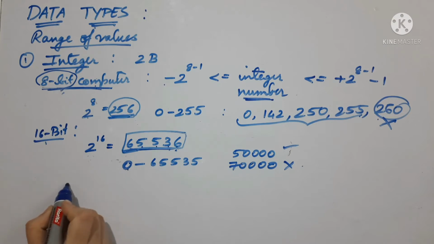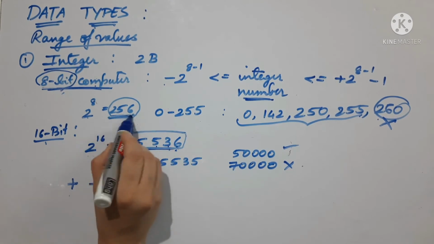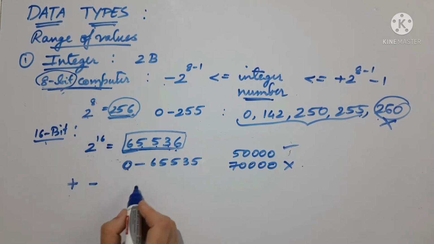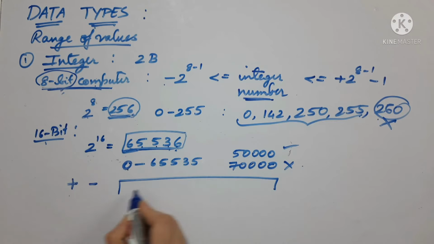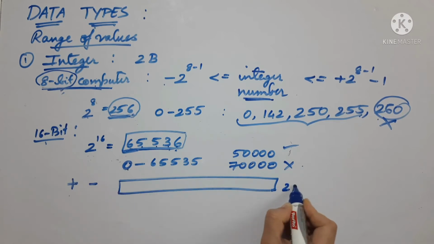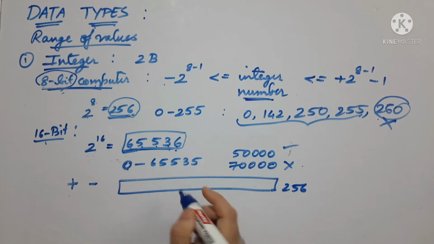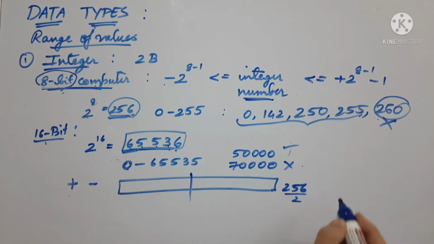Now suppose I am using plus or minus. Yes, in integers we can use either plus or minus. In that case, what will happen? We have to divide this by 2. So in total I have a space of 256. Now in this space I have to divide. If I divide by 2, what will the value be?